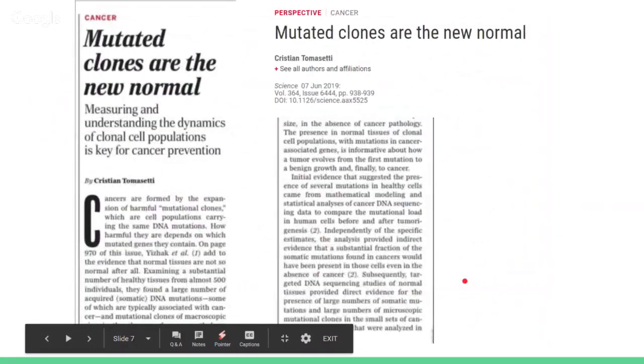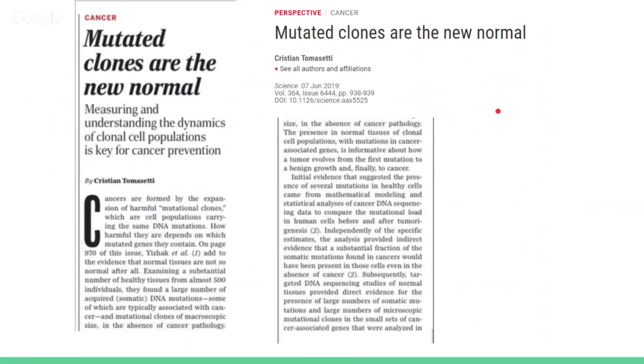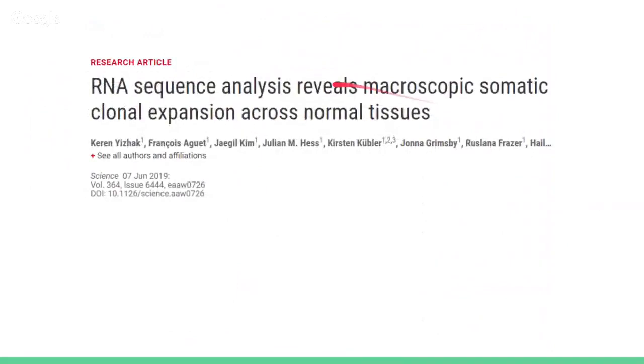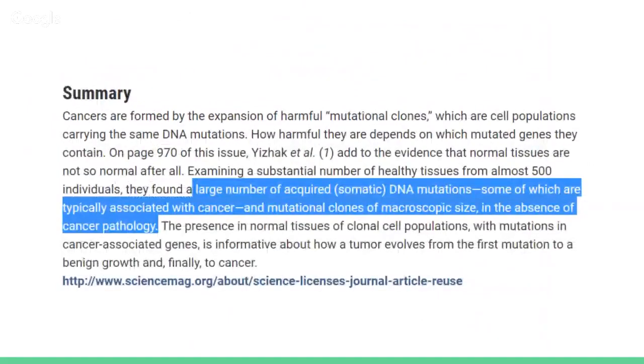This is a perspective from Christian Tomasetti that basically says mutated clones are the new normal. They are everywhere. We cannot get away from seeing them in the body. The question is, how is this going to affect cancer prediction? The paper by Keren Yizhak and co-authors looks at this in detail. They found a large number of acquired somatic DNA mutations, some of which are typically associated with cancer, and mutational clones of macroscopic size, meaning there are quite a few cells there, in the absence of cancer pathology. The individual is healthy and does not have cancer, but has cells in the body that have the same mutations you would find in cancer.